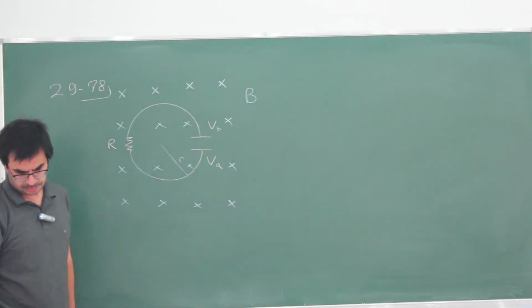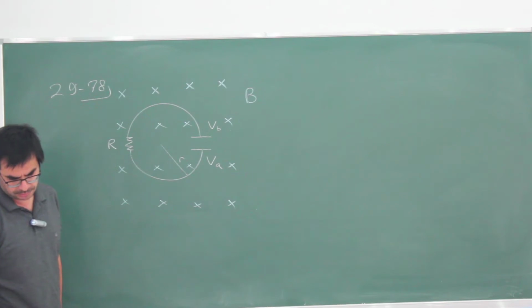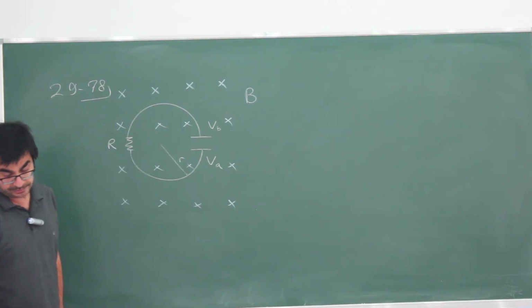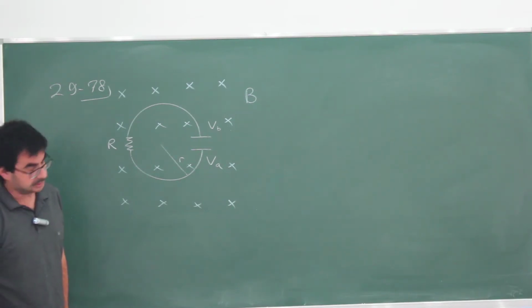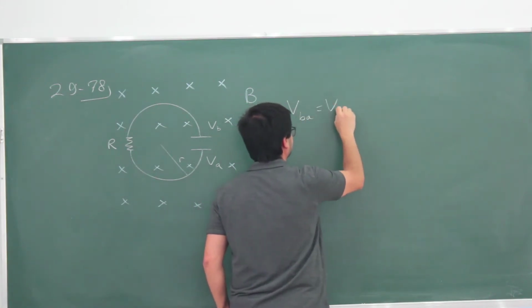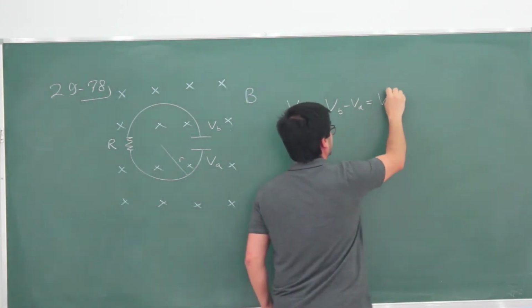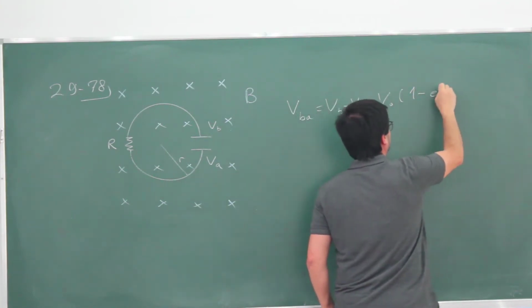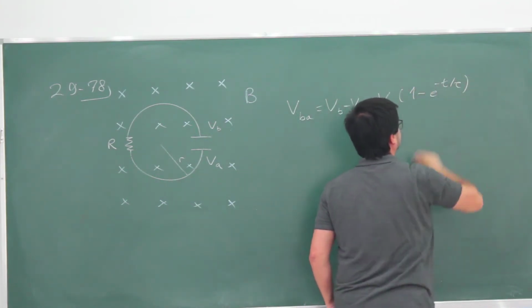Okay, so let me read the question. We have a circular-shaped circuit of radius R containing a resistance and a capacitance C, situated with its plane perpendicular to a spatially uniform magnetic field B directed into the page. Starting at time t equals 0, the voltage difference VB minus VA across the capacitor plates is observed to increase with time t according to VBA equals V0 times 1 minus e to the minus t over tau.